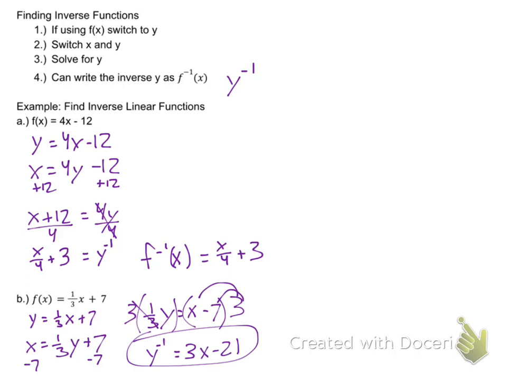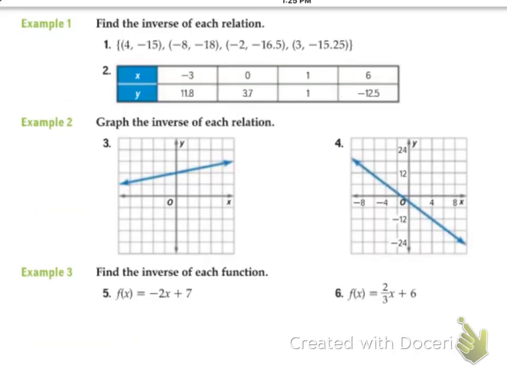Very cool. Your homework, guys, is 1 through 5. First two, real simple. Switch them up. The third and fourth one, find some nice points, switch them up. And then in 5 and 6, switch x and y, solve for y.